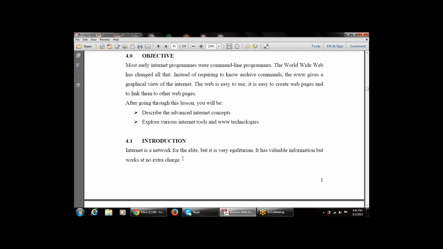Then 4.1 is the introduction. So we have covered one topic, that is the objective. Now the next is the introduction of the internet and the WWW. This says the internet is a network for the elite. That is, the internet is nothing but a network of networks. It is a network for the elite, but it is very egalitarian. It has valuable information but works at no extra charge.